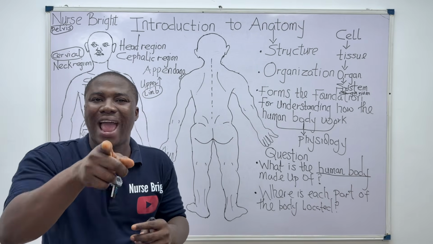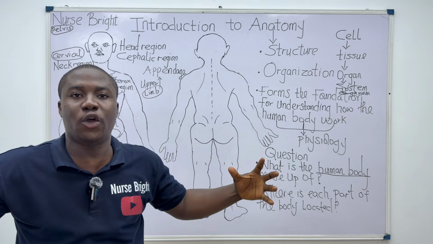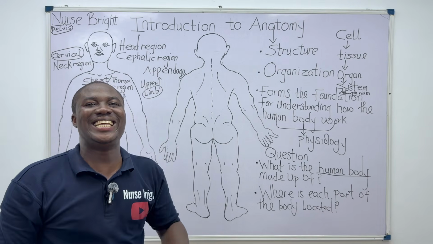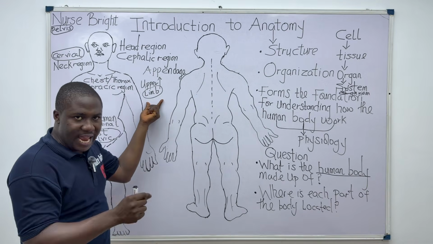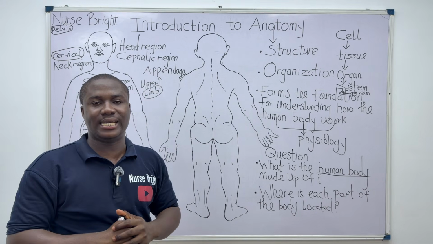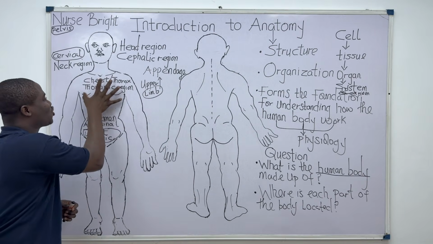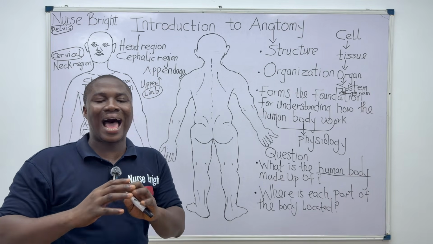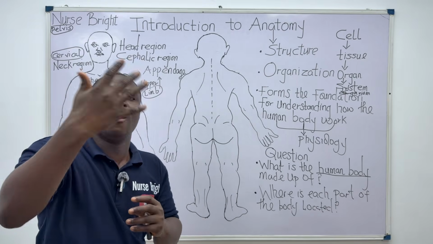Listen, if they ask you, where's your trunk? Where's the trunk of the human body? You will simply say that the trunk of the human body is the central part, reaching to the head, the neck. So moving further, a limb is an appendage or an extremity that projects from the trunk of the human body, and it is used for movement and other functions.